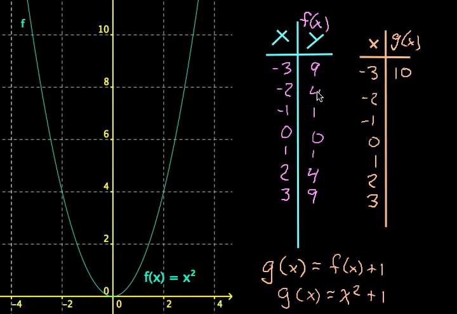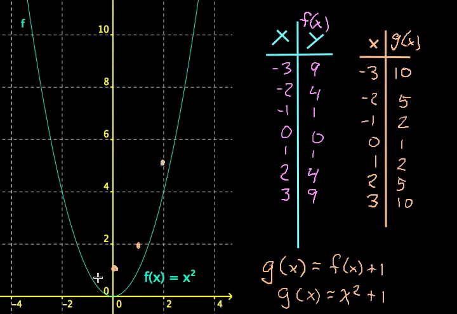At x equals negative 2, f of x was 4, so g of x is going to be 4 plus 1. We just take the f of x value and we add 1 to it, and we continue on our table. 1 plus 1 is 2, 4 plus 1 is 5, 9 plus 1 is 10. Whatever the value was on the original function, we're just adding 1 to it. So for example, we're going to be placing a point here. Instead of 0, it's going to be 1. Instead of f of 1 is 1, we'll say it is 2. f of 2 was 4, but now we add 1 to it.